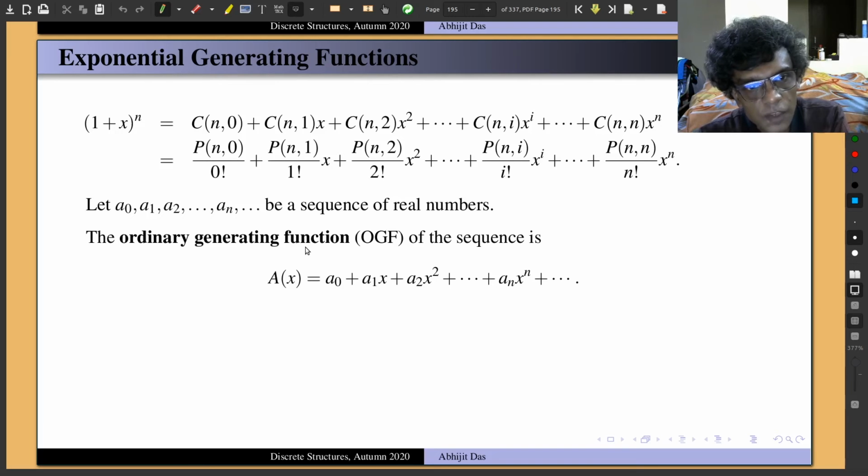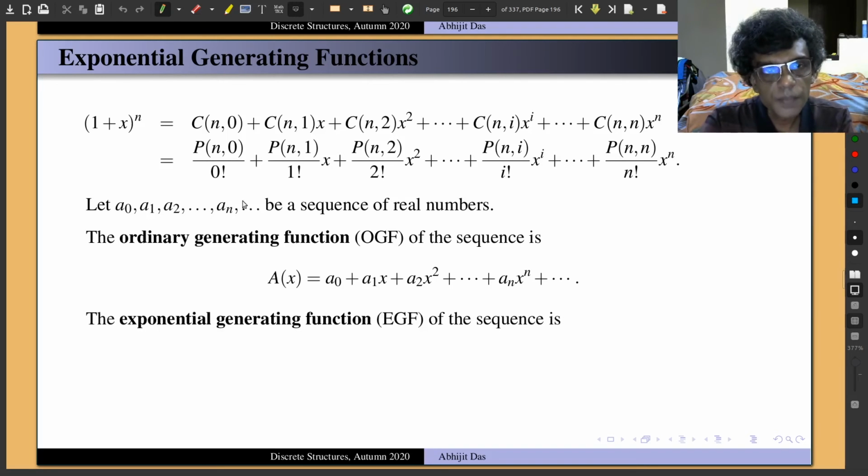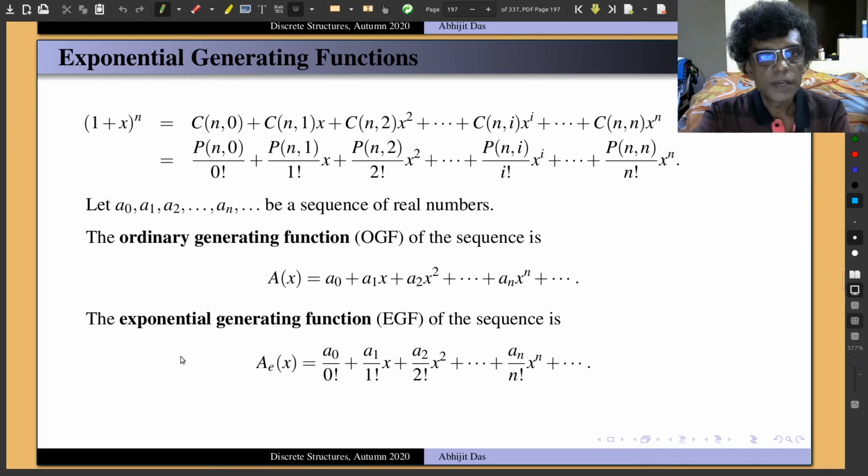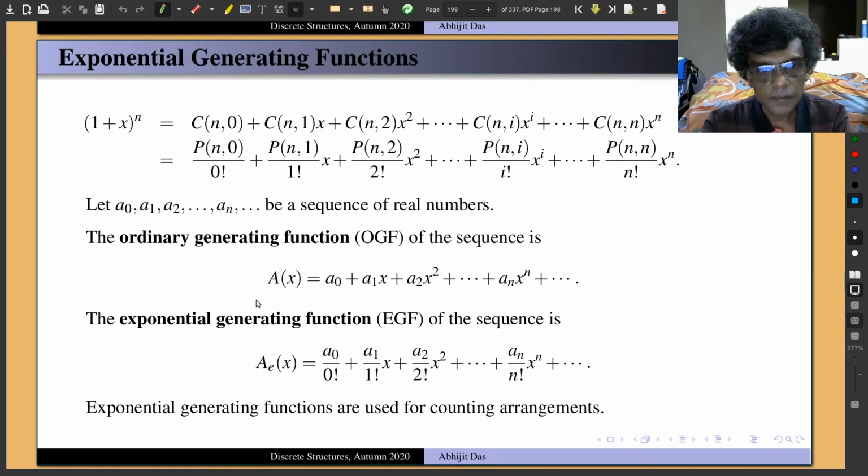Anyway, so what about this new concept? The new concept is exponential generating function. The same thing, only thing is that 0 factorial, 1 factorial, 2 factorial will now appear in the denominator. So the exponential generating function is a0 over 0 factorial plus a1 over 1 factorial times x, a2 over 2 factorial times x square and so on. And now as I mentioned, as this tends to motivate us, these exponential generating functions are used for counting permutations or arrangements, whereas these ordinary generating functions are typically used for counting combinations.